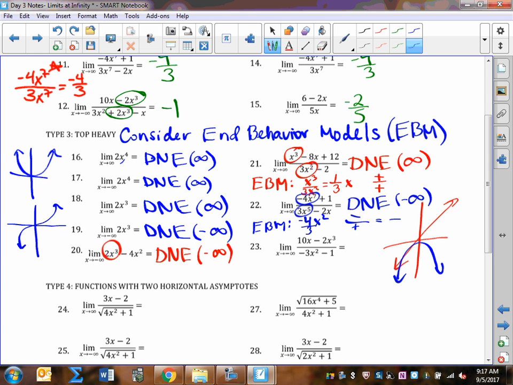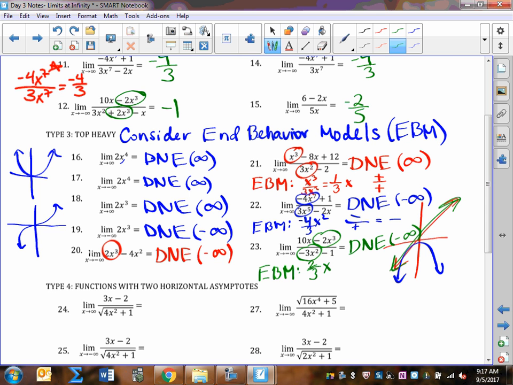So for example, with number 23, again, take a look at your largest term on top and largest term of the denominator, by end behavior model. So the ends are going to act in the same way as my graph. Let's see, this would become 2/3 and x, so 2/3 x. And again, we know what that graph looks like. So as x approaches negative infinity, my limit would also be negative infinity.